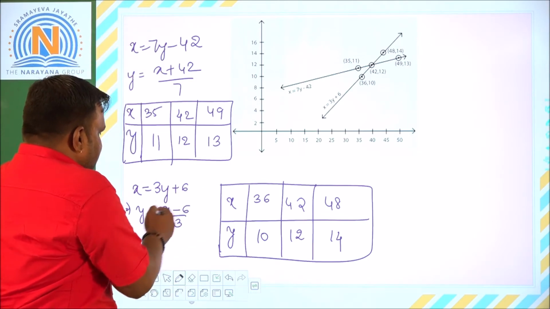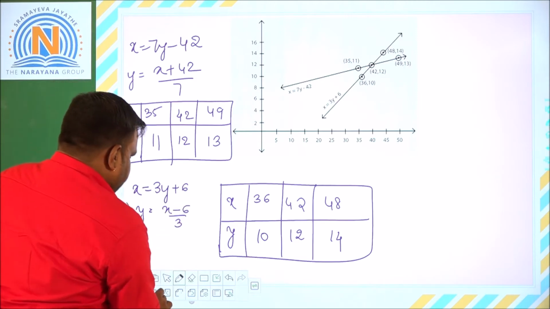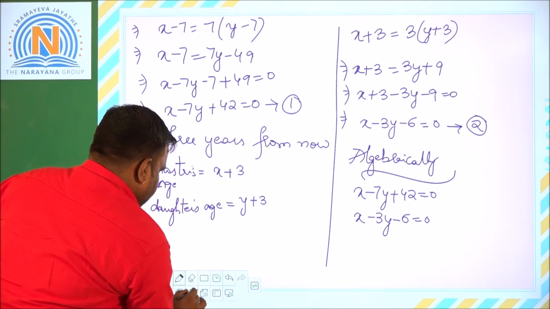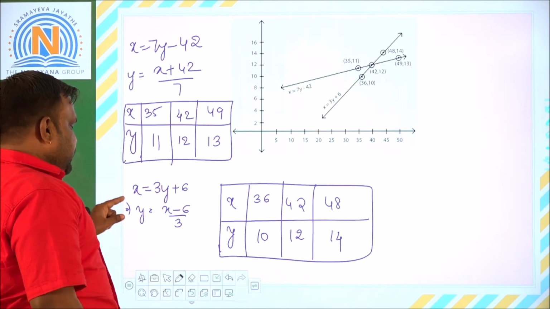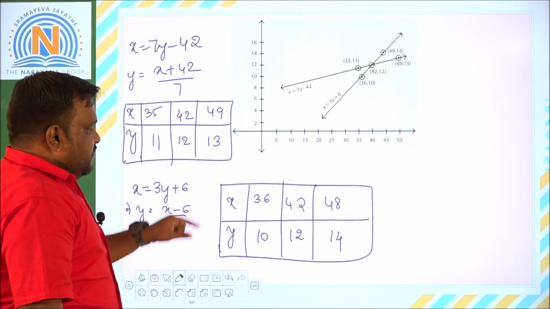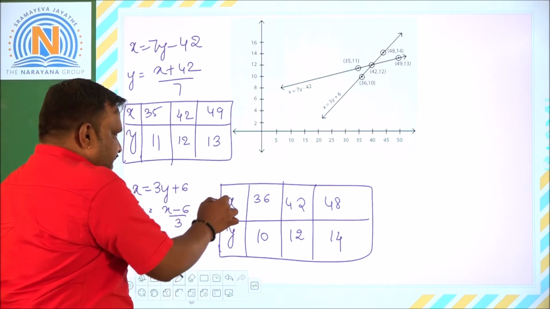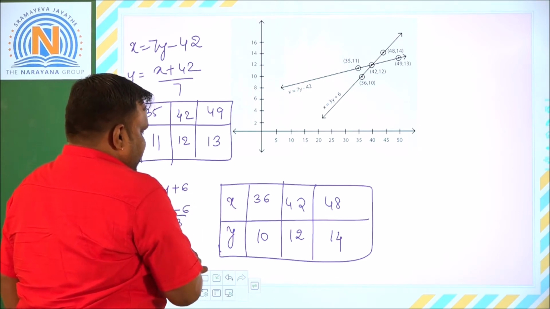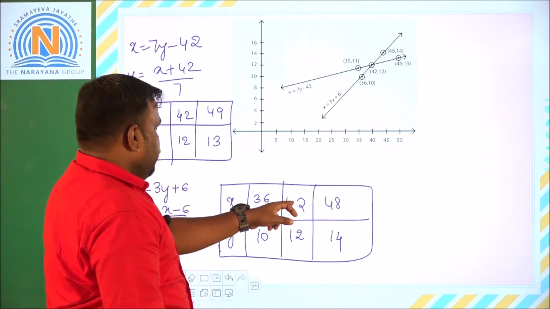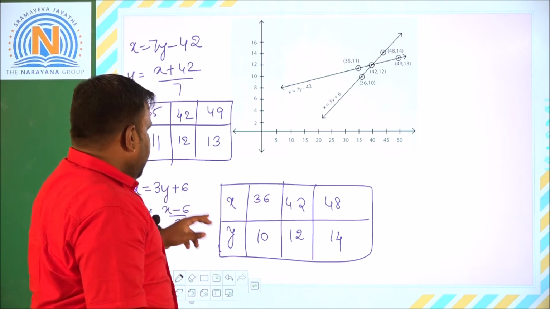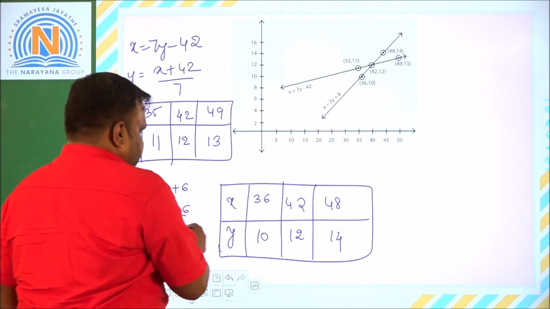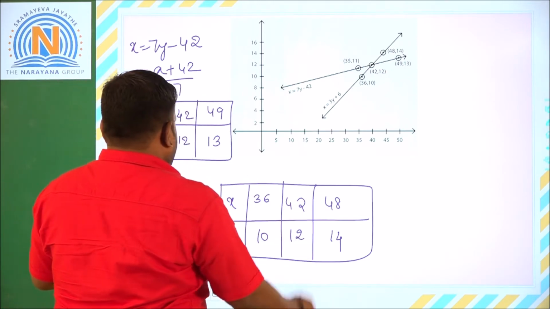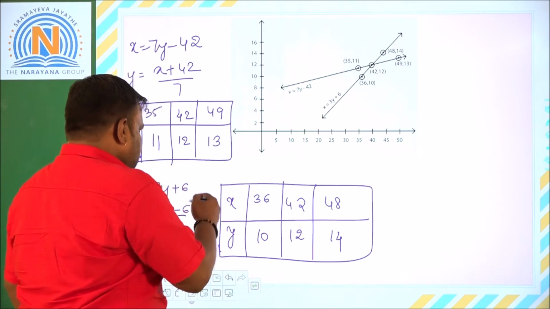minus 42. Similarly, for the second equation, x minus 3y minus 6 equal to 0, sending the variables to that side, it will be x is equal to 3y plus 6, then y is equal to (x minus 6) by 3. So on taking the values of x and y here, when you substitute x as 36, you will get 36 minus 6, that is 30 by 3, that is 10. Similarly, when you take x as 42, 42 minus 6, here we will have 36, 36 by 3, that is 12. And similarly, when you take x as 48, 48 minus 6, that is 42 by 3, that is 14.